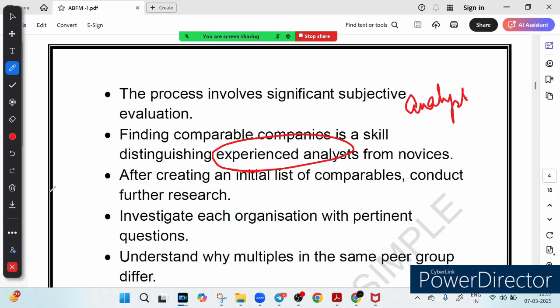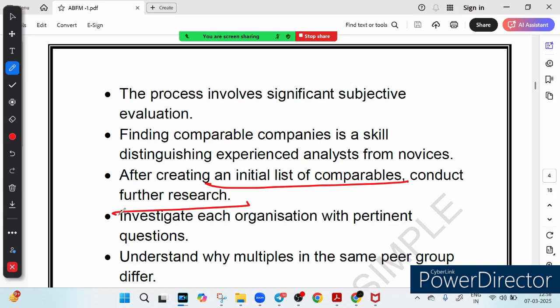So step number 4 is dig deeper into comparables. After creating the initial list of comparables, you conduct further research, which means you dig deeper. Once we have a list, we research each company further by asking questions like, why is this company valued higher or lower than its peers? Does it have a better product? Does it have a strong brand? Does it have more loyal customers? Are its revenue streams diverse or dependent on just one product? So these questions we answer.